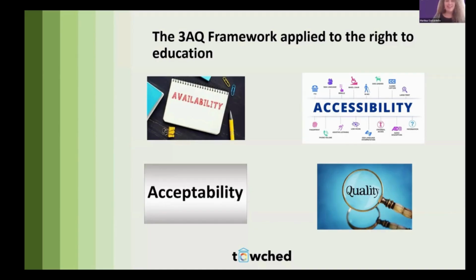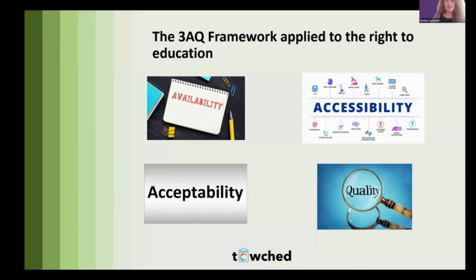So you will see there are 3 A's and 1 Q. The first A is about availability. If we relate this to the right to education, it means that educational institutions, facilities, but also teachers and teaching materials should be available in a sufficient quantity. So this is really about the quantity, and that has to be sufficient.